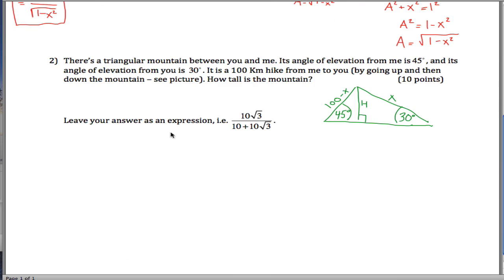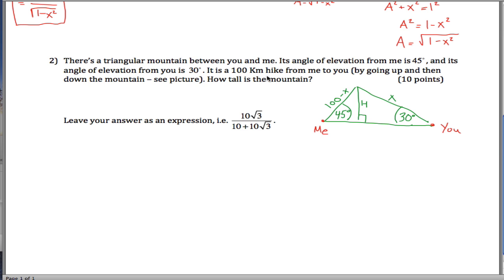All right, second one. We have a triangular mountain between you and me. I guess we live in a two-dimensional world somehow. Where am I? From me, it's 45 degrees. I guess this is me over here, and you're somewhere over here. If you want to climb the mountain, you have to go up 30 degrees.